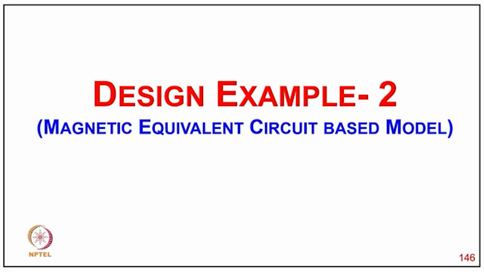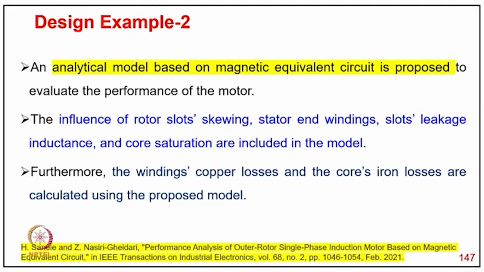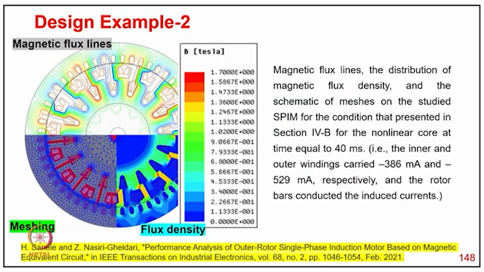Now coming to design example 2, the magnetic equivalent circuit based model. An analytical method based on the magnetic equivalent circuit is proposed to evaluate the performance of the motor. The influence of rotor slot, stator winding and slot leakage inductance, and the core saturation are included in the model. Furthermore, winding copper losses and core iron losses are also calculated using the proposed model. Here you can see how the finite element analysis gives the complete details of the flux density pattern.